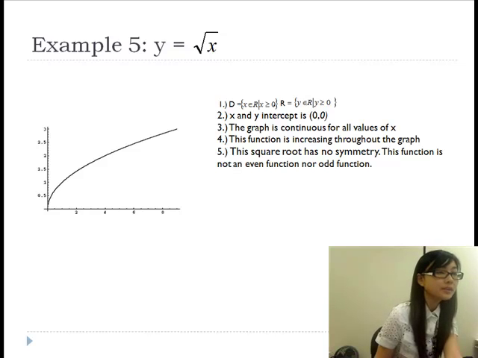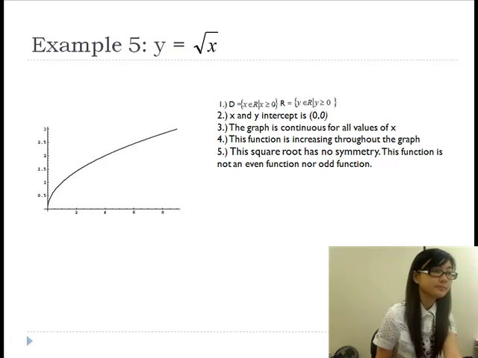We can also tell that the graph is continuous for all values in the domain. We can also tell that the graph is increasing throughout the graph by the slope of the tangent. The square root has no symmetry, therefore the graph is neither an even function nor an odd function.